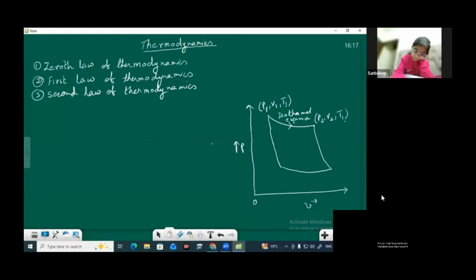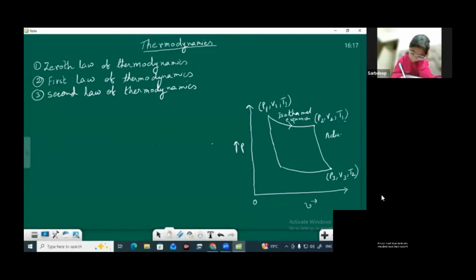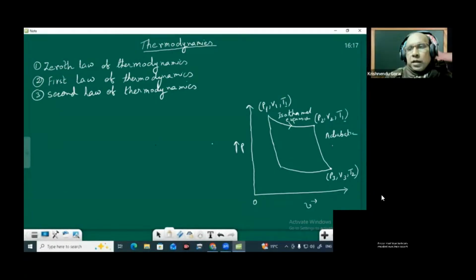And at this point, we have three states: P3, V3, and T2. There is a change in temperature, right? So this we call adiabatic expansion. What is the meaning of adiabatic expansion? Adiabatic expansion means there is no change of heat. Del Q is equal to 0.